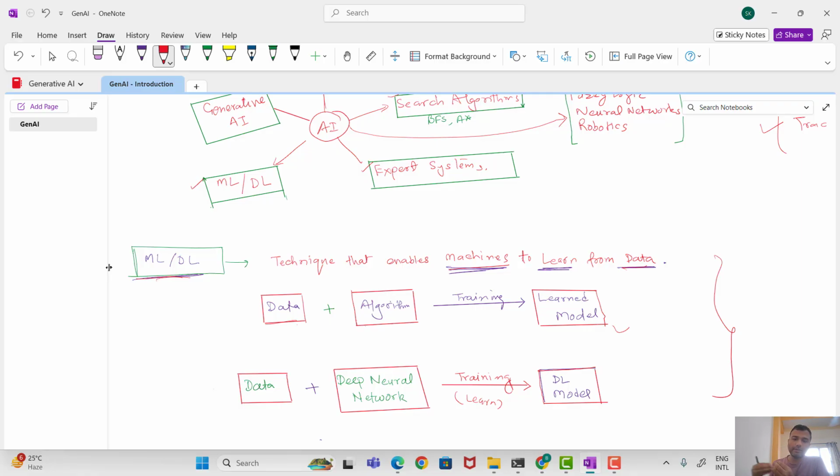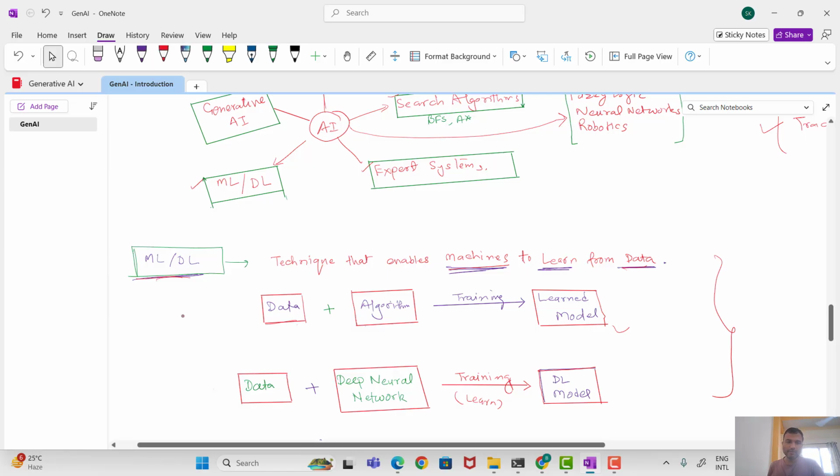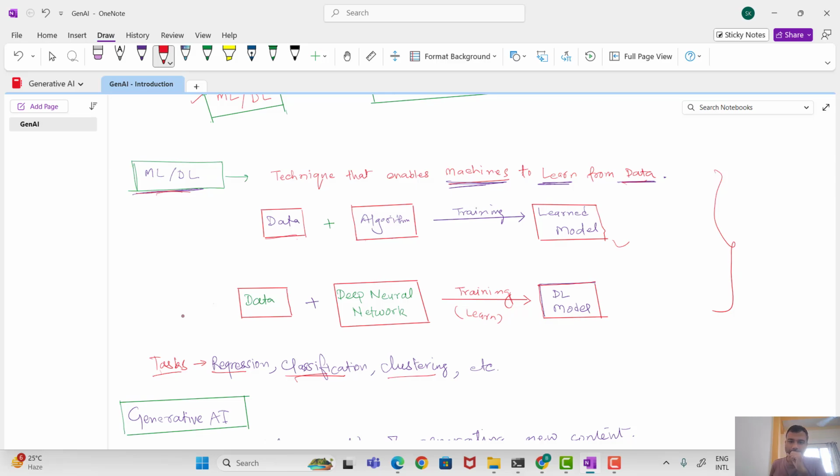Okay, so how does this learning happen in machine learning and deep learning? Let's try to understand a little more. We have statistical algorithms or different types of algorithms. Maybe some neural network you have. So we are treating neural networks or deep neural networks also as an algorithm. Okay, so some algorithms we have, and those algorithms are trained on a huge data set. We have to understand all these things.